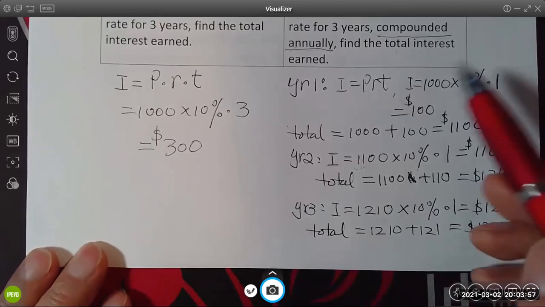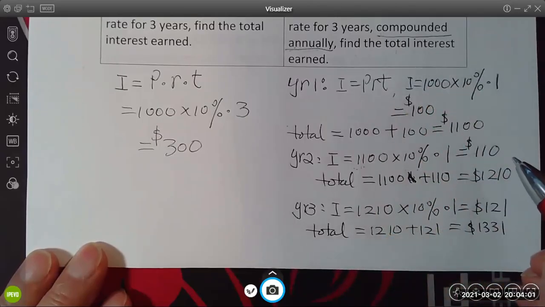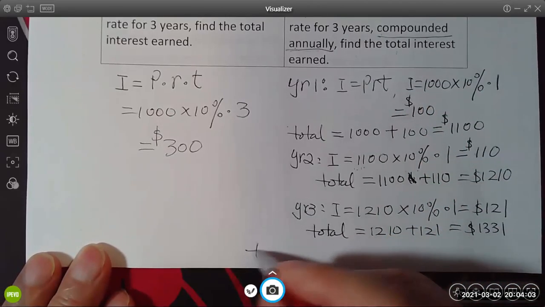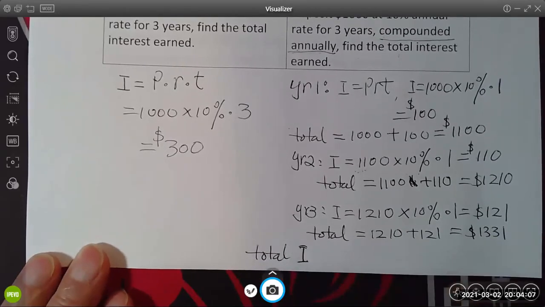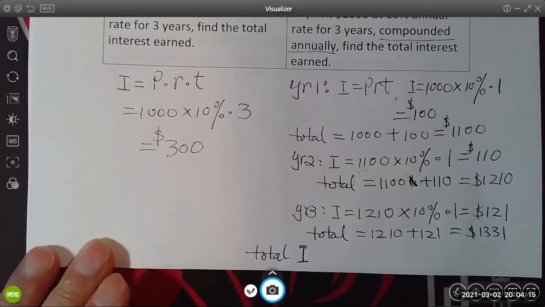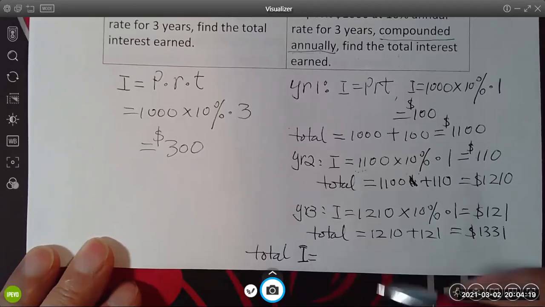And our question is to find the total interest earned over these 3 years of time, right? So how do we calculate total interest? We cannot use I = PRT anymore because for the 3 years, there's compounding in between. You cannot use a simple interest formula. But how do we do that? We do it from common sense.